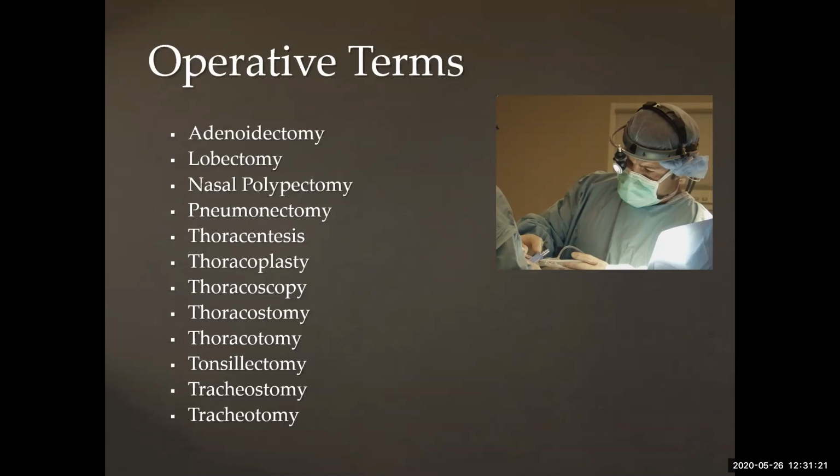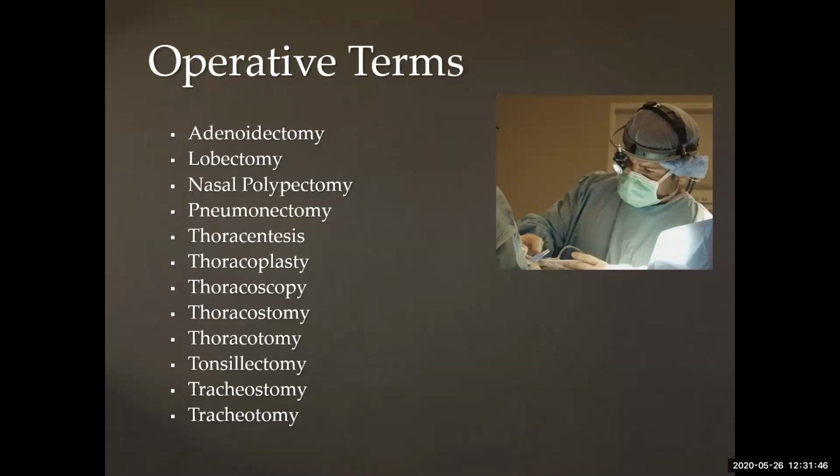Lobectomy, removal of a lobe of the lung. Nasal polypectomy, removal of nasal polyp. Pneumonectomy, removal of the entire lung. Thoracentesis is a puncture to aspirate fluid out of the chest or pleural cavity. Thoracoplasty is repair of the chest, and usually repairing lungs as well if they're fractured.